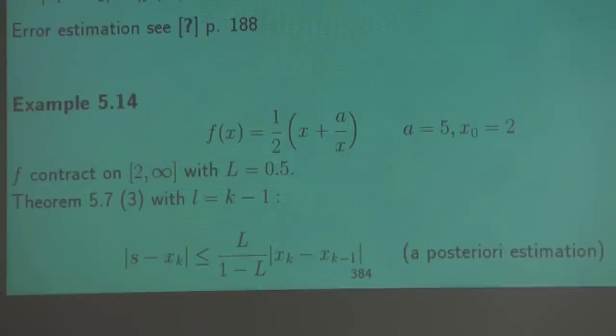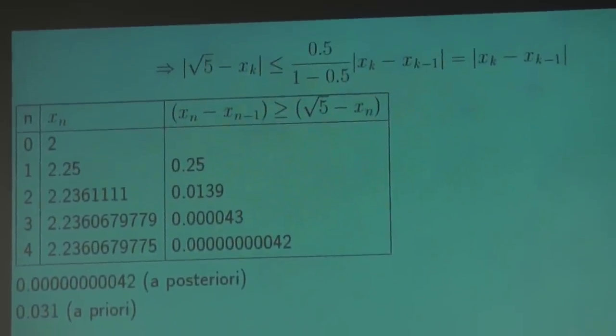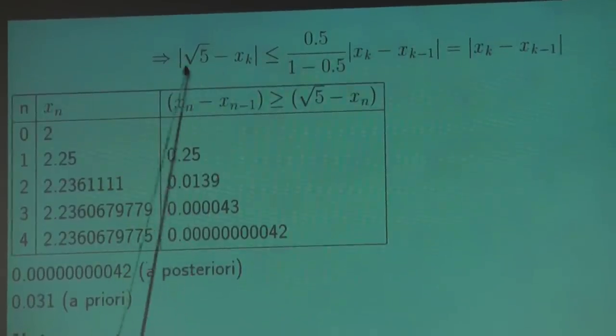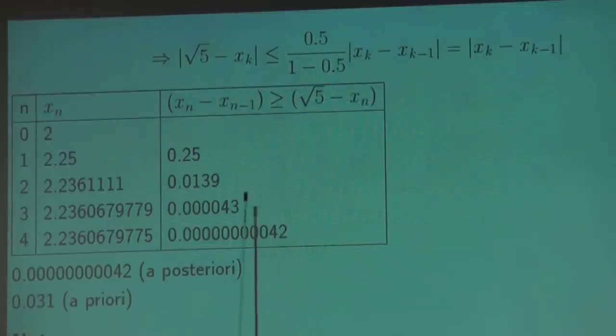Okay, yeah. And now we can apply, for example, the a posteriori estimation for our cutoff error. If we do this, on the left-hand side we have s minus xk, and s is the square root of 5. So the distance between our iteration and the limit is less than L divided by 1 minus L times xk minus xk minus 1. And as you can see here, for L equal 0.5, this is 1. That's quite a nice property. Whenever L is 0.5, then the difference between two successive iterations is equal to the bound on the distance from the fixed point.